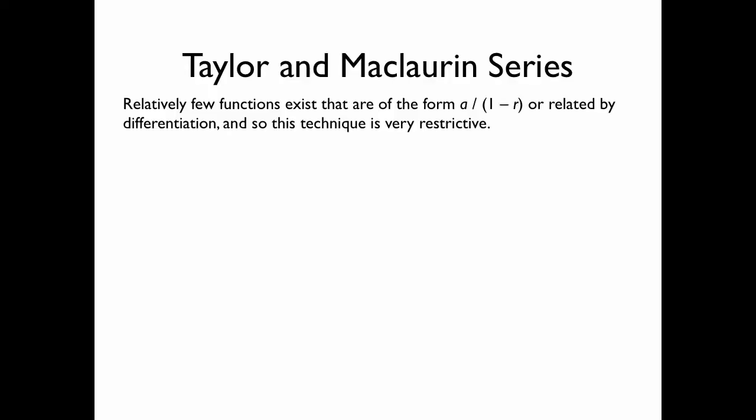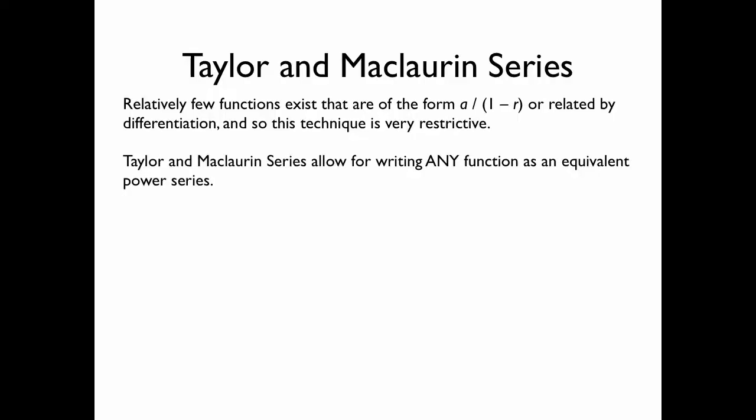So what Taylor and Maclaurin series are able to do is write any function as a series. We can write any function as an equivalent power series. So we go from this very restrictive, narrow class of functions to now any function. We're basically rewriting it as a polynomial. If it's a polynomial with a finite number of terms, that'll be an approximate function. And if you extend the series out to all infinitely many terms, then you'll have the actual function.